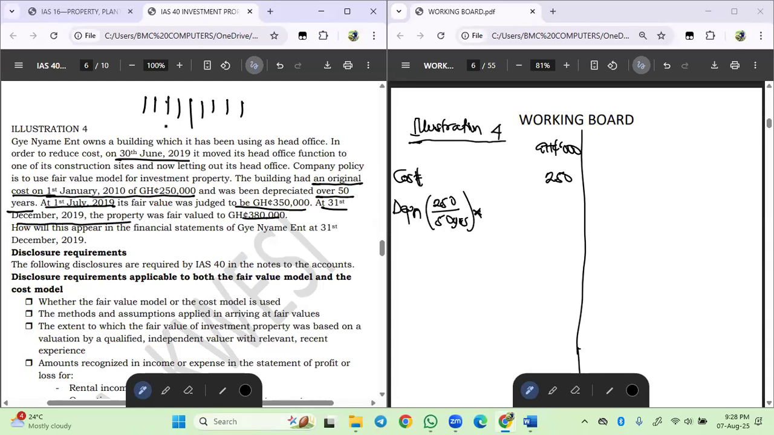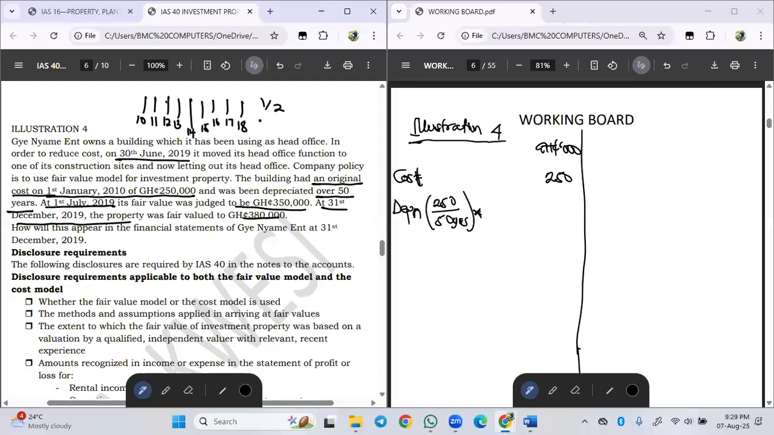Then 2019 is 9. Let me do it like this: 2010, 1, 2, 3, 4, 5, 6, 7, 8, 9. Up to 2018 is 9 years. But when they moved from the head office, it was 30th June, so we add that half.